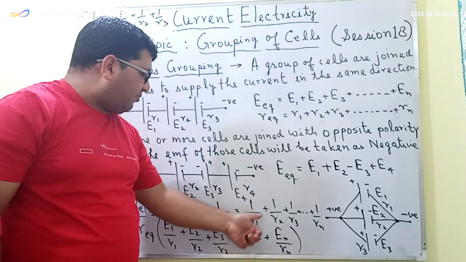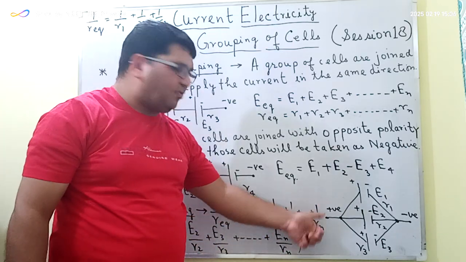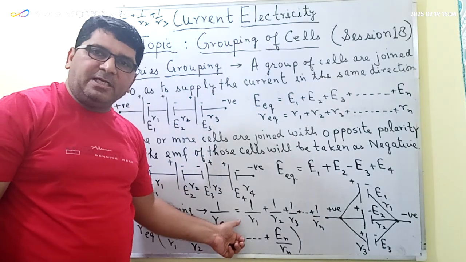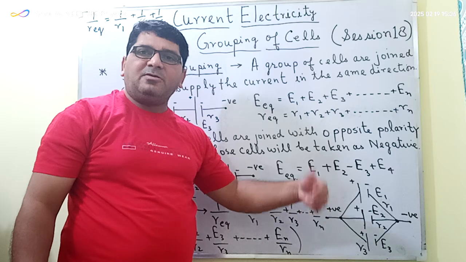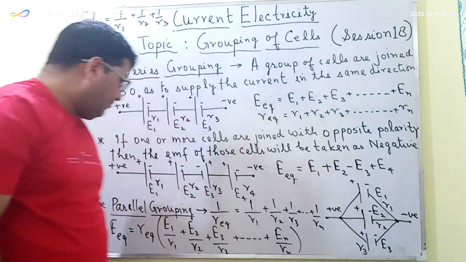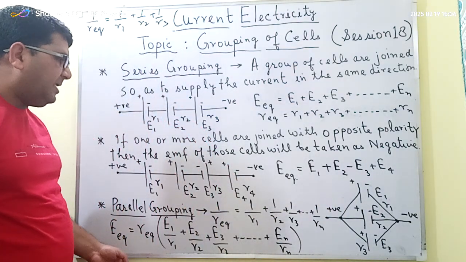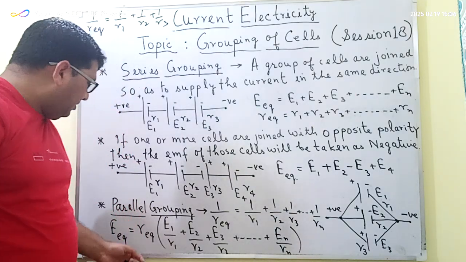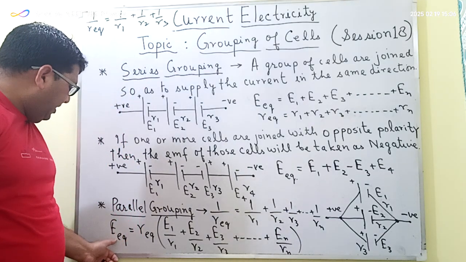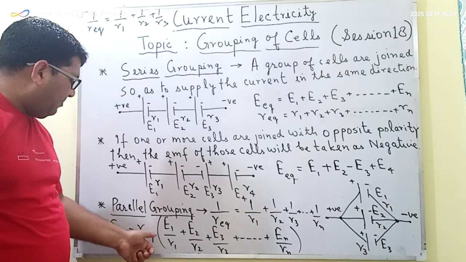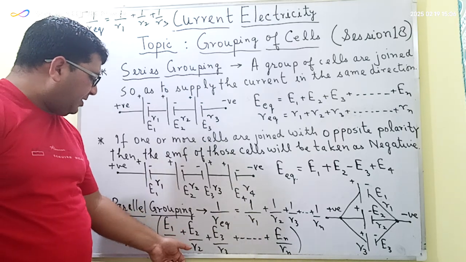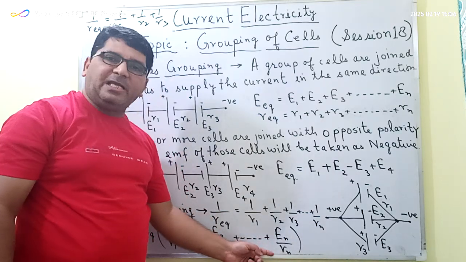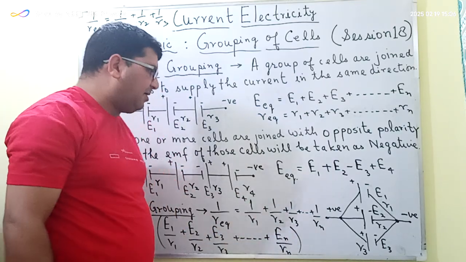equivalent will be equal to 1 by R1 plus 1 by R2 plus 1 by R3 and so on up to 1 by Rn, where Req is the equivalent internal resistance of that parallel grouping of cells. And for n cells which are connected to each other in parallel, the equivalent EMF will be equal to R equivalent multiplied by, in bracket, E1 upon R1 plus E2 upon R2 plus E3 upon R3 and so on up to En upon Rn. So this is the formula for n cells which are connected to each other in parallel.